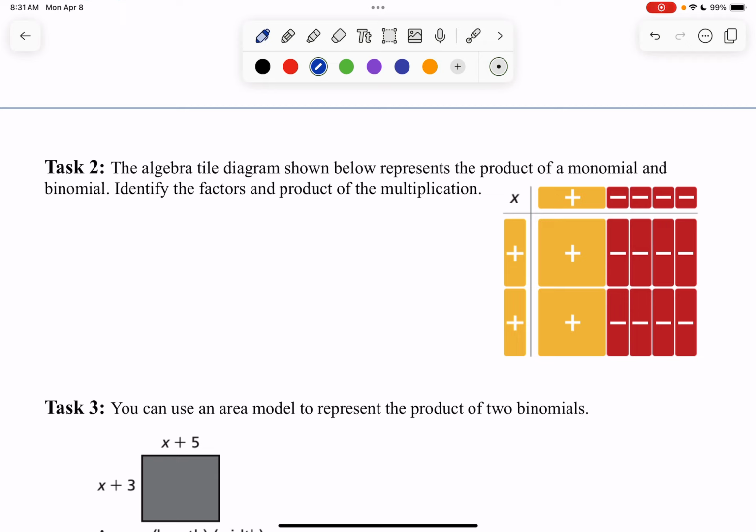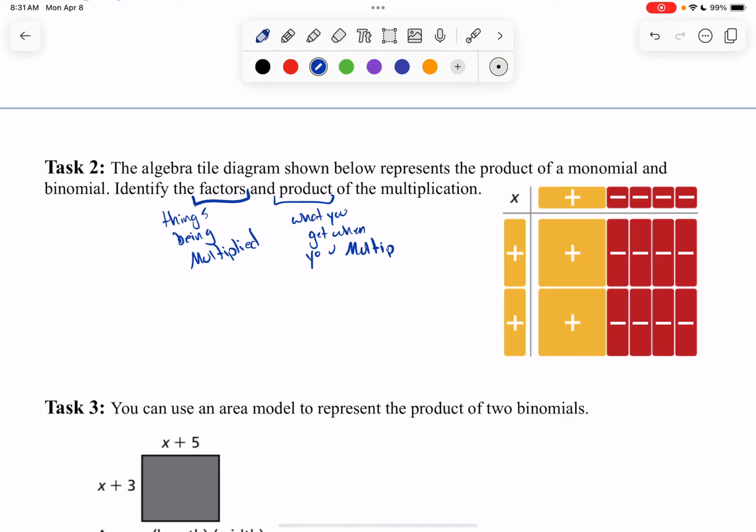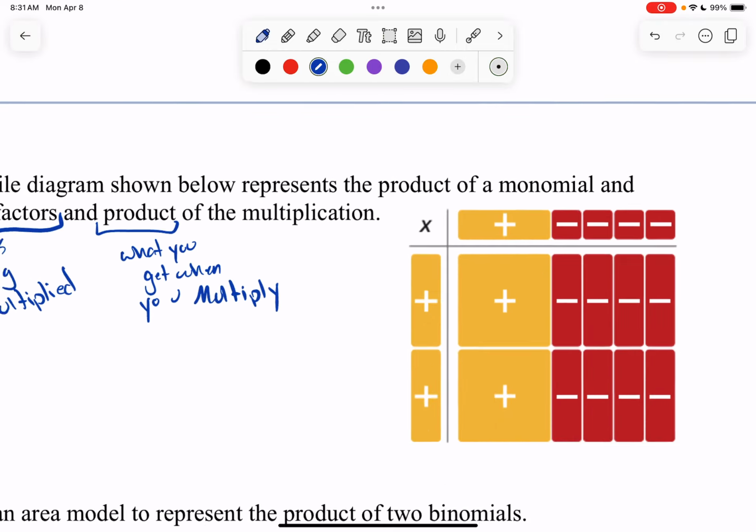So here we have an algebra tile diagram that represents the product, the multiplication, of a monomial and a binomial. So first we want to identify the factors. Again, the factors are the things being multiplied. And the product is what you get when you multiply. So let's come over here and look.